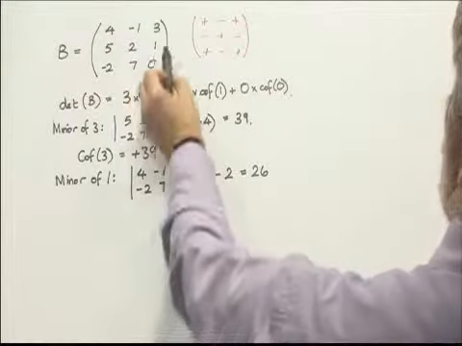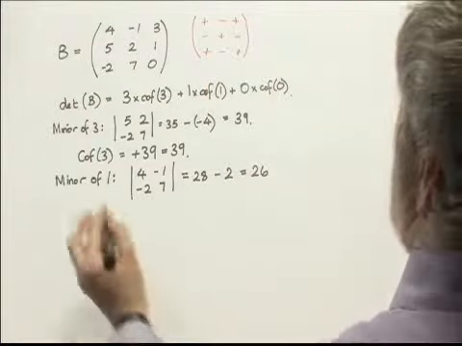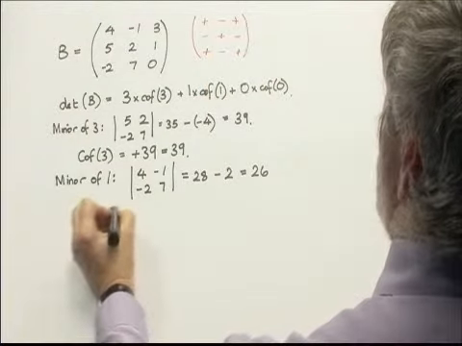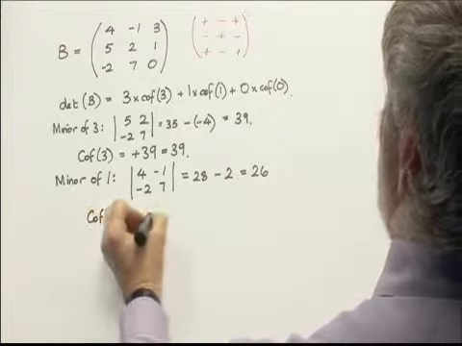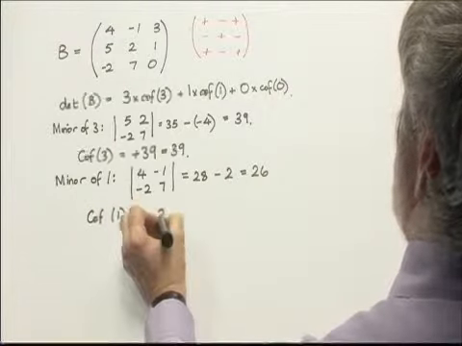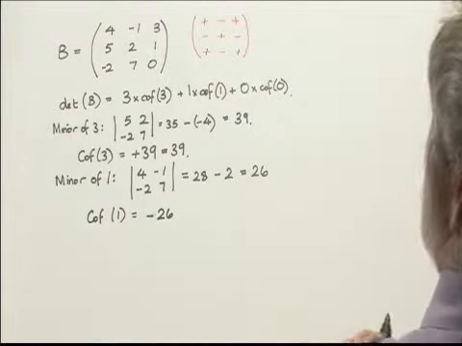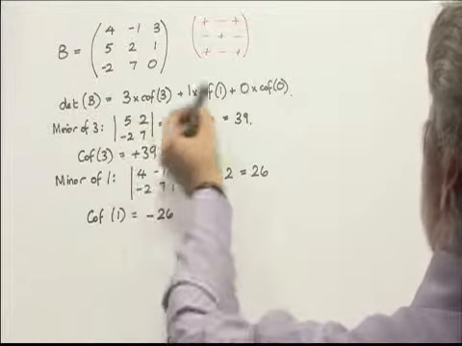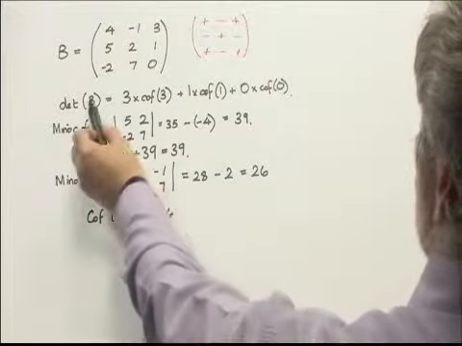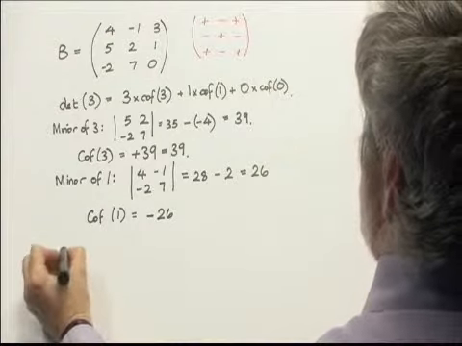The place sign of 1 we can see here is minus. So the cofactor of 1 is equal to minus the minor, minus 26. So we've now found the 2 cofactors that we needed in order to work out the determinant of B.